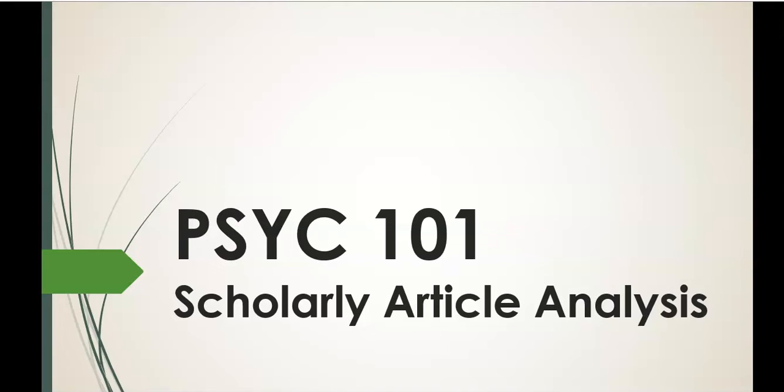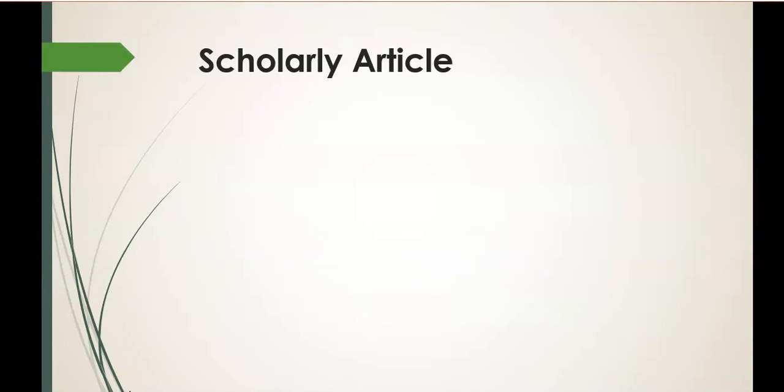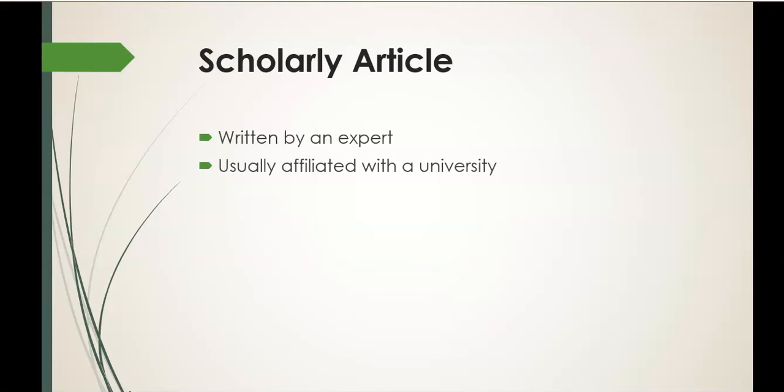This video is about the Psychology 101 Scholarly Article Analysis. The ability to read and understand a scholarly article is critical to understanding psychology. A scholarly article, also called an academic article, is one written by a person who is an expert in their field, usually someone who works in a university setting.